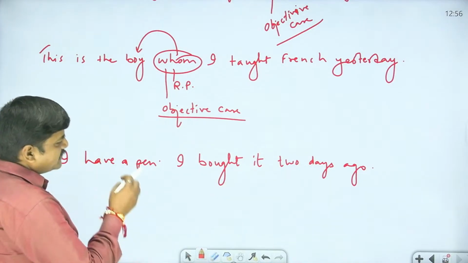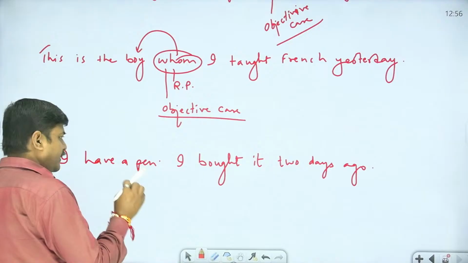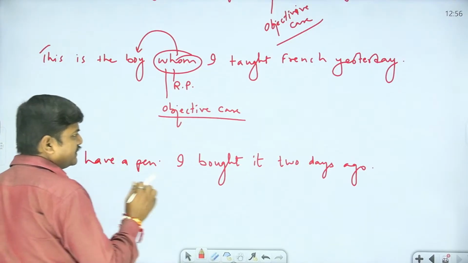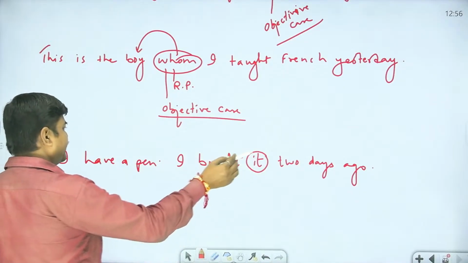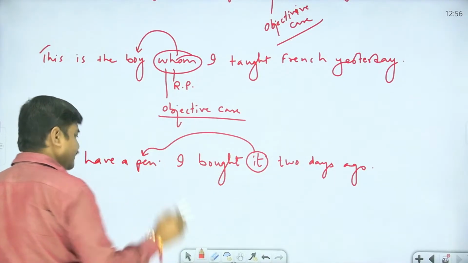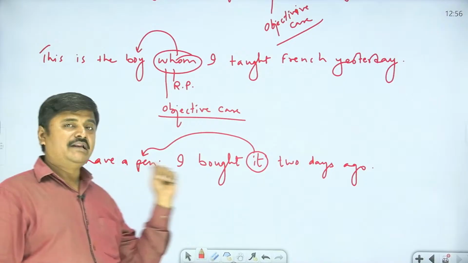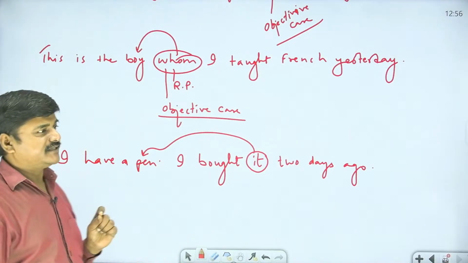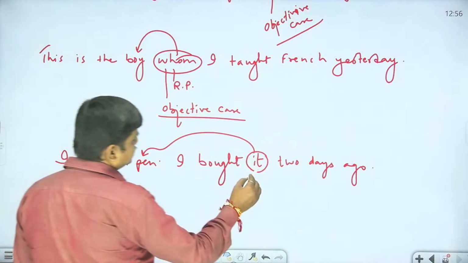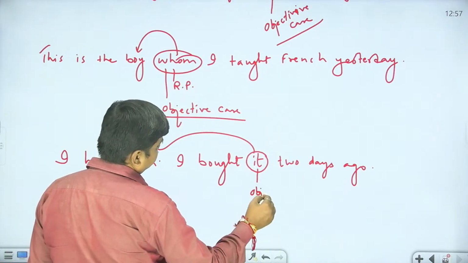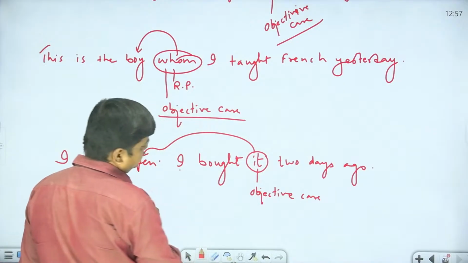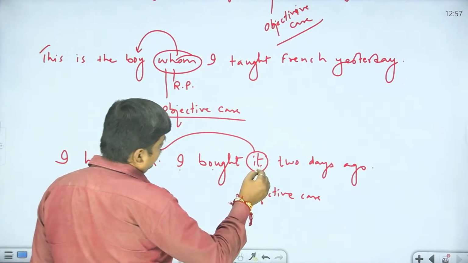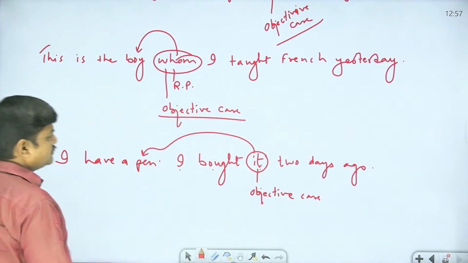Now, what is the common word between these two sentences? And when I ask you, you will say it. It is for this pen. So it is a common link between these two sentences. Now, it is in objective case. There is no doubt about it. Because this is our subject, this is our verb, this is our object, of course in objective case.